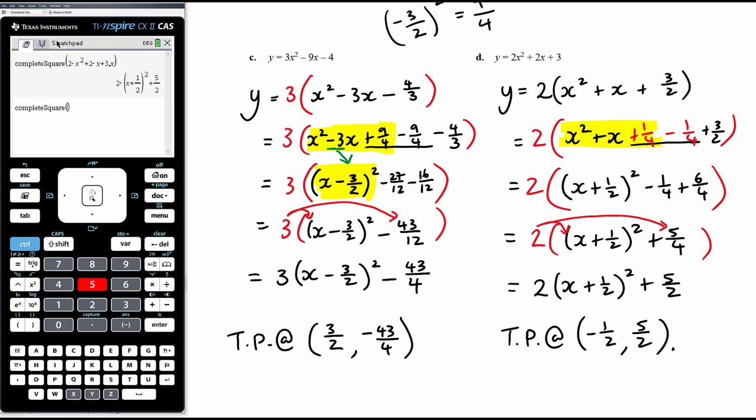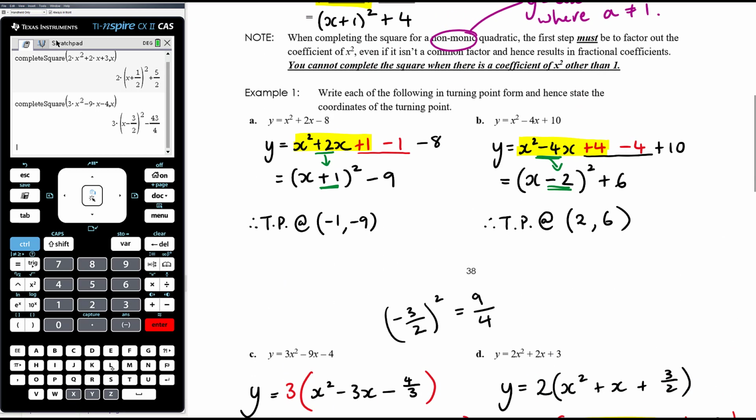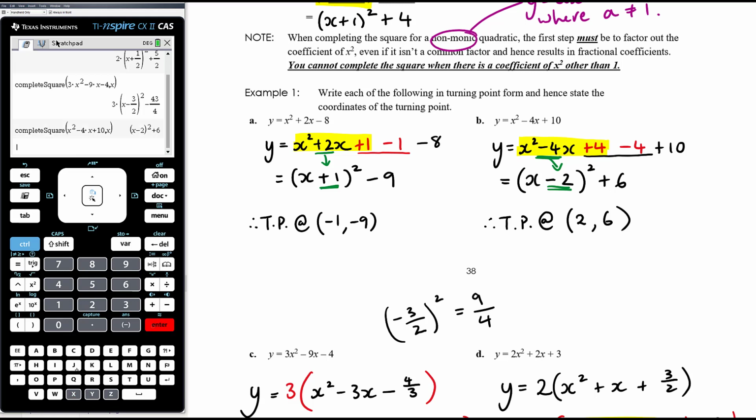Let's check the previous one. Menu 3, 5, so 3x squared minus 9x minus 4 comma x, 3 times x minus 3 on 2 all squared minus 43 on 4. Excellent. Okay, any of these others? Menu 3, 5, x squared minus 4x plus 10 comma x, x minus 2 all squared plus 6.